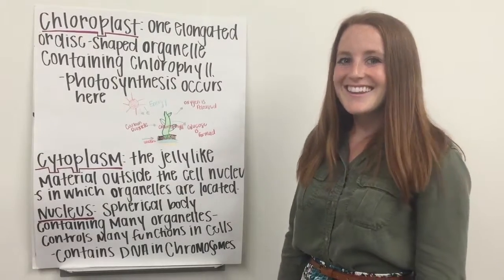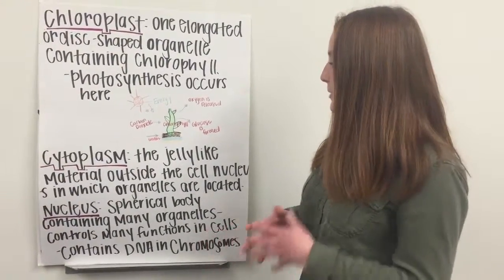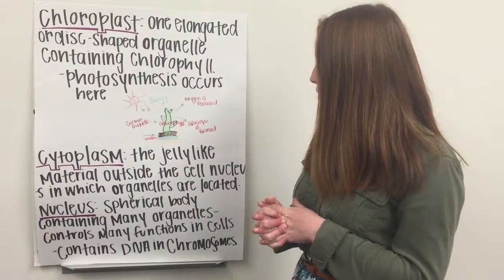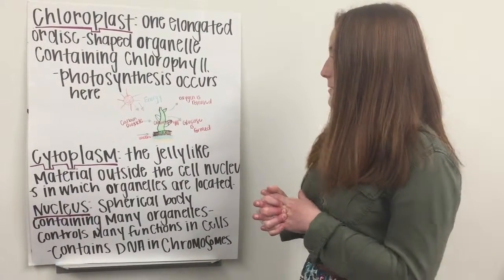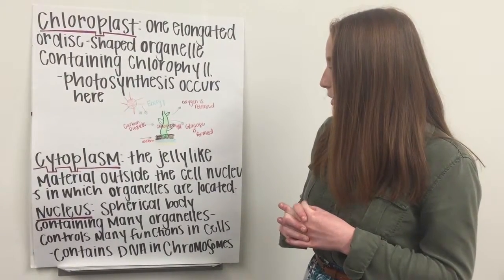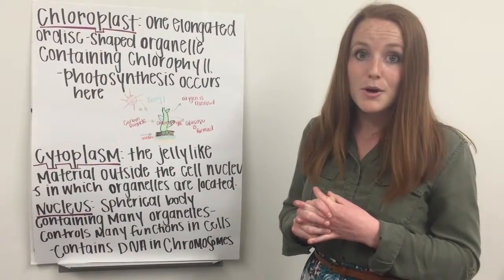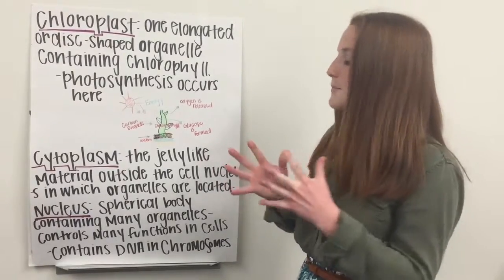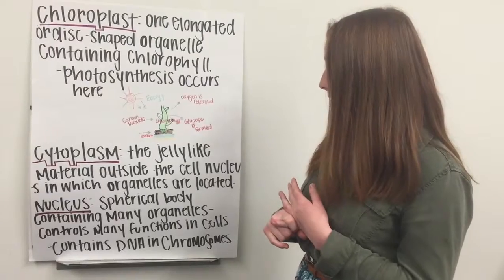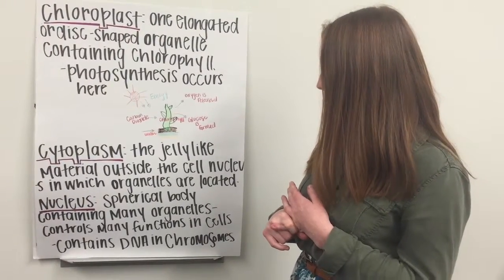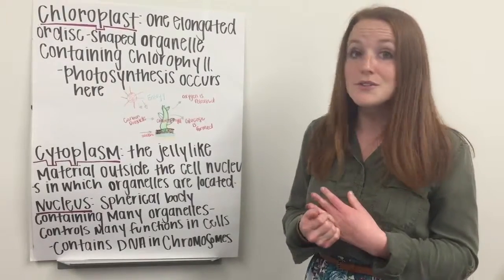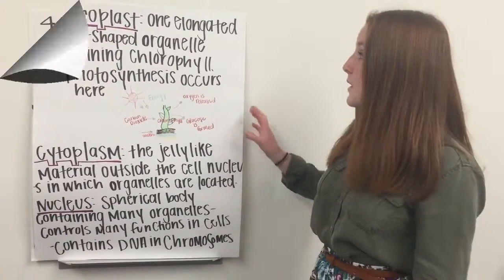All right, and the next vocabulary word we're going to talk about is cytoplasm, which is a jelly-like material outside the cell nucleus in which organelles are located. And the last one we're going to mention is the nucleus, which is a big part of the plant cell. It's a spherical body containing many organelles and controls functions in the cells. It also contains DNA and chromosomes, so we also have a nucleus in our cells as well.